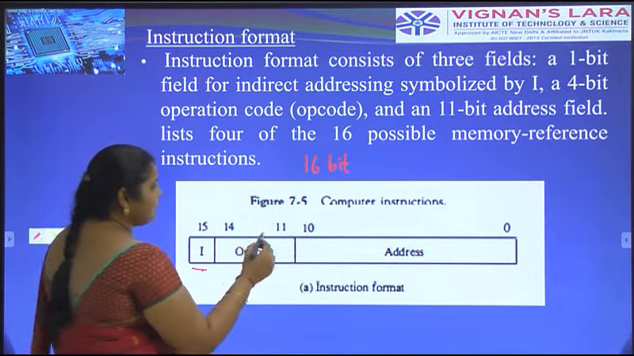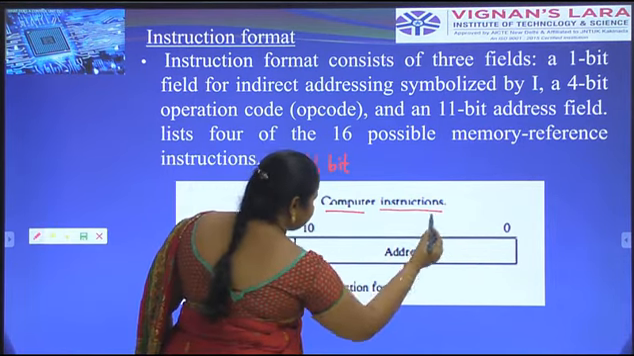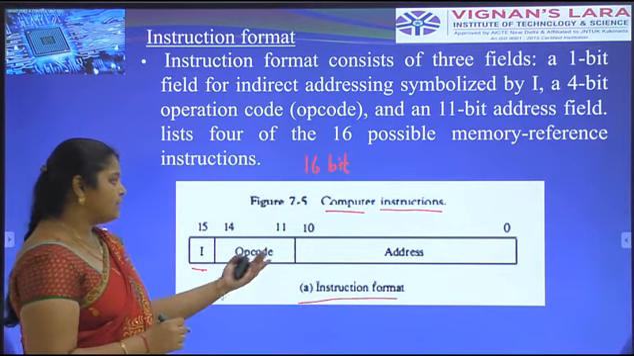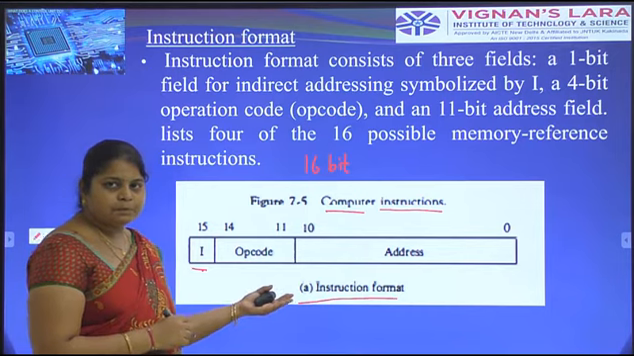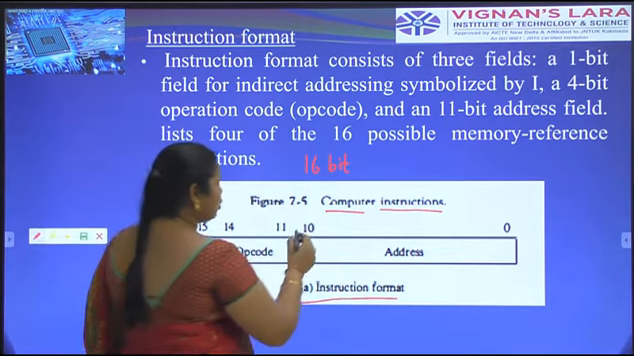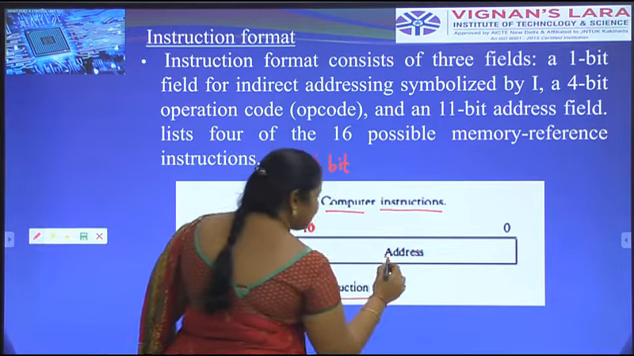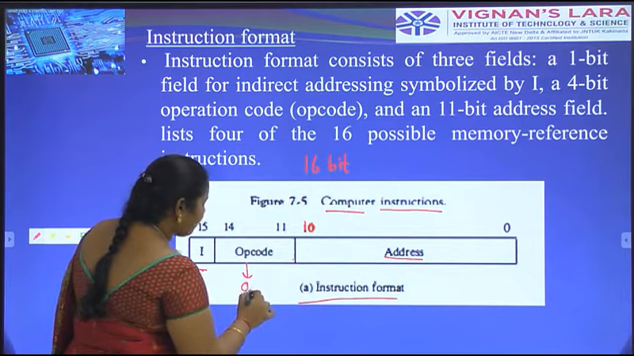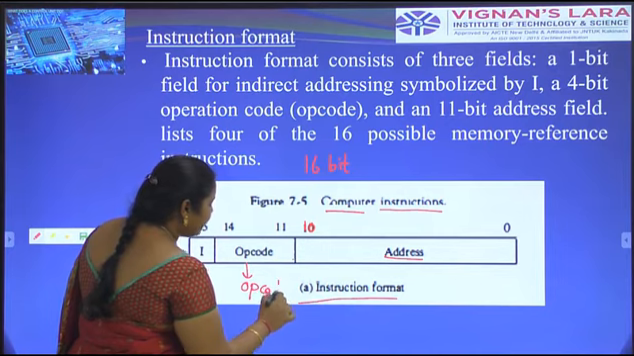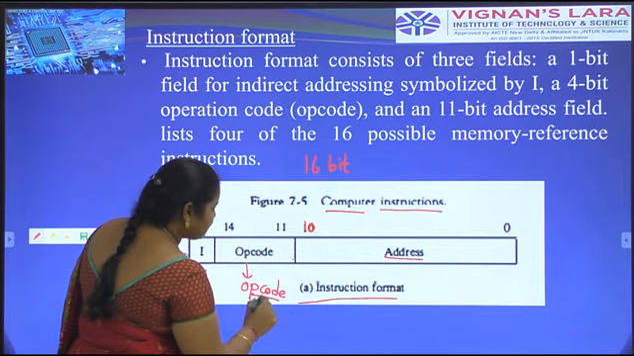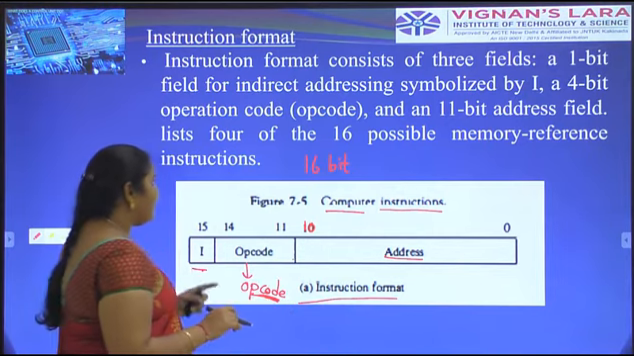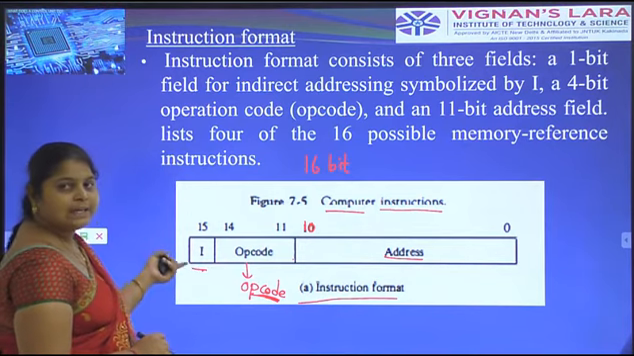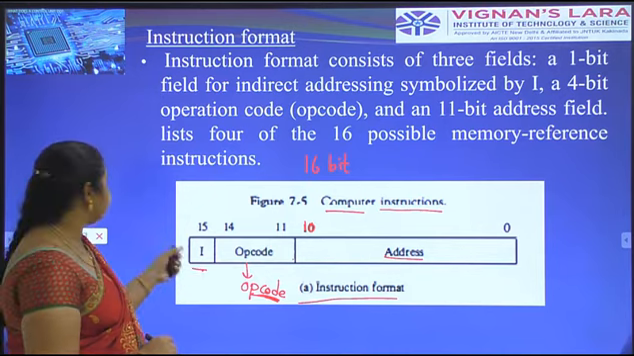Here these are computer instructions. This is the instruction format available in the computer. The size is 16 bits. From bit 0 to 11, we represent the address. From bit 12 to 14, it represents the opcode. What operations are performed is decided with the help of this opcode. Here, I means whether it is a direct bit or an indirect bit. It is represented by I.